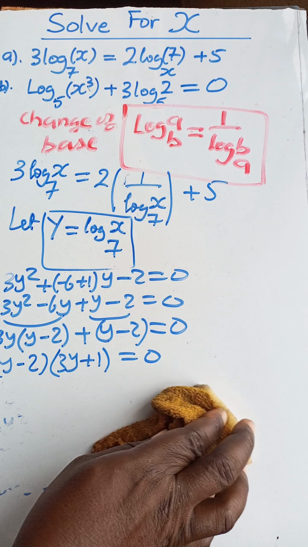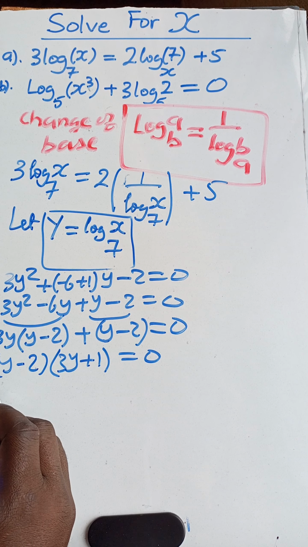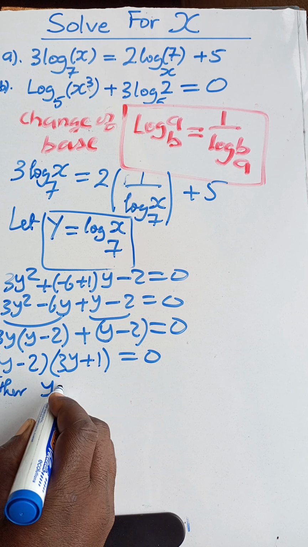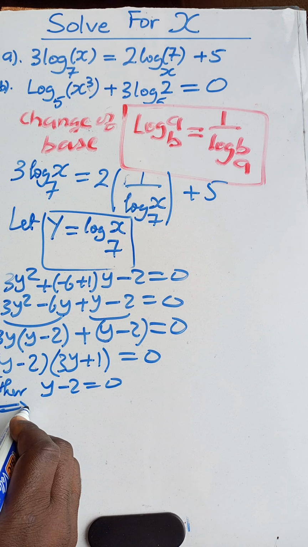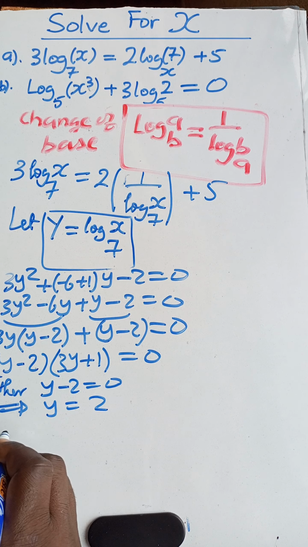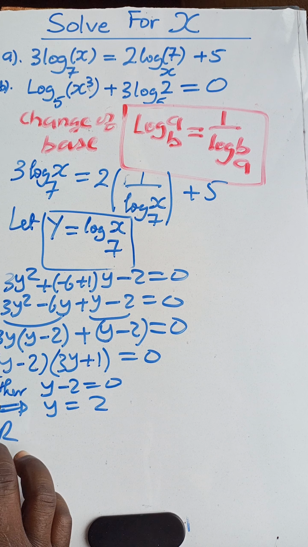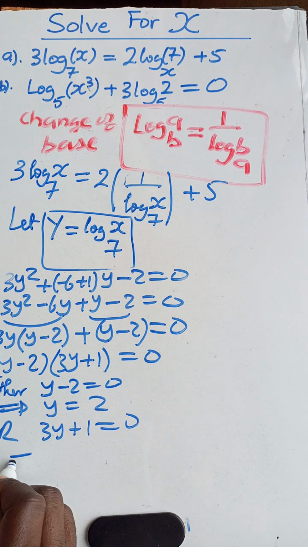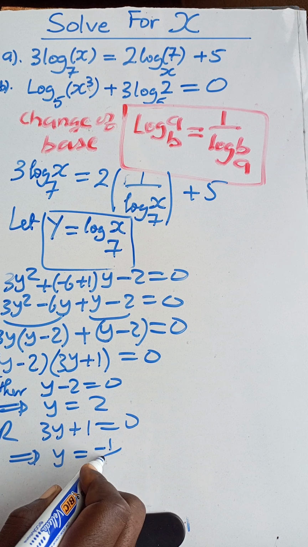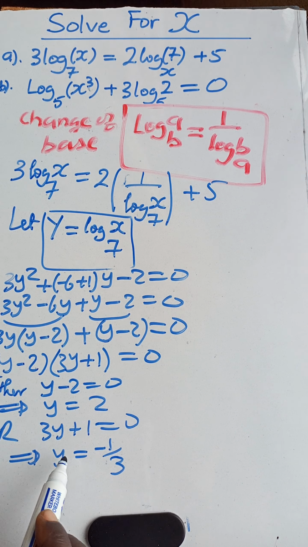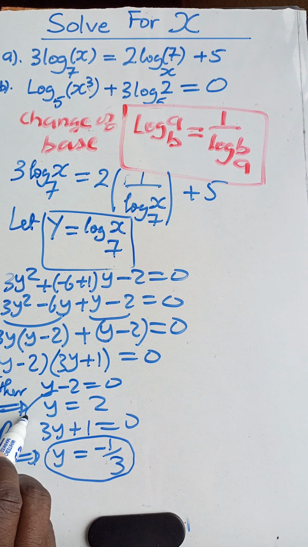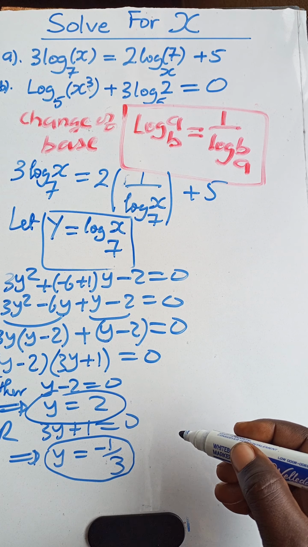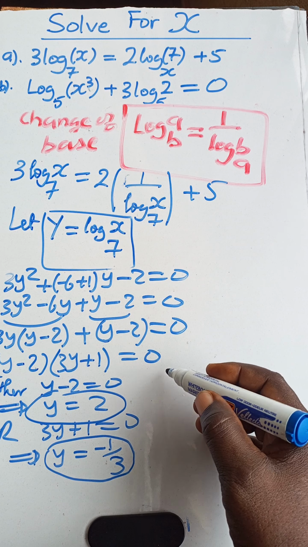Now at this point, either y minus 2 is 0, which means that y equals 2, or 3y plus 1 equals 0, which means y equals -1/3. Now, we were not asked to solve for y. We were asked to solve for x. So this does not mark the end of this solution.